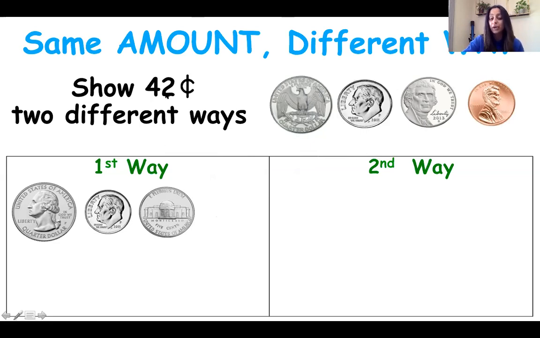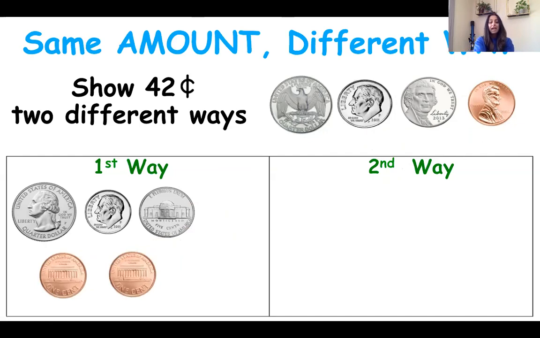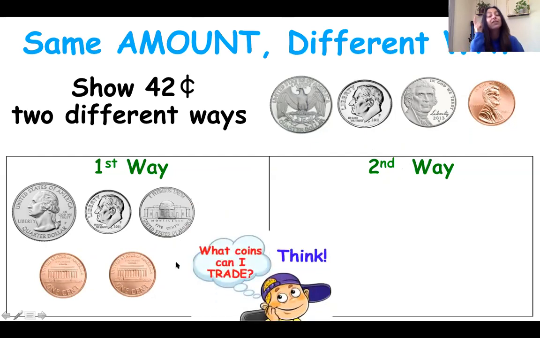Now I have to get to 42, and I'm only 2 cents away. There's no coin that equals 2 cents, so I'm going to have to use pennies, and I'm going to need 2 of them. So 2 pennies make 42 cents. Let's count the total value here. 25 cents, 35 cents, 40 cents, 41 cents, 42 cents. Very nice. Now it's that time to think.